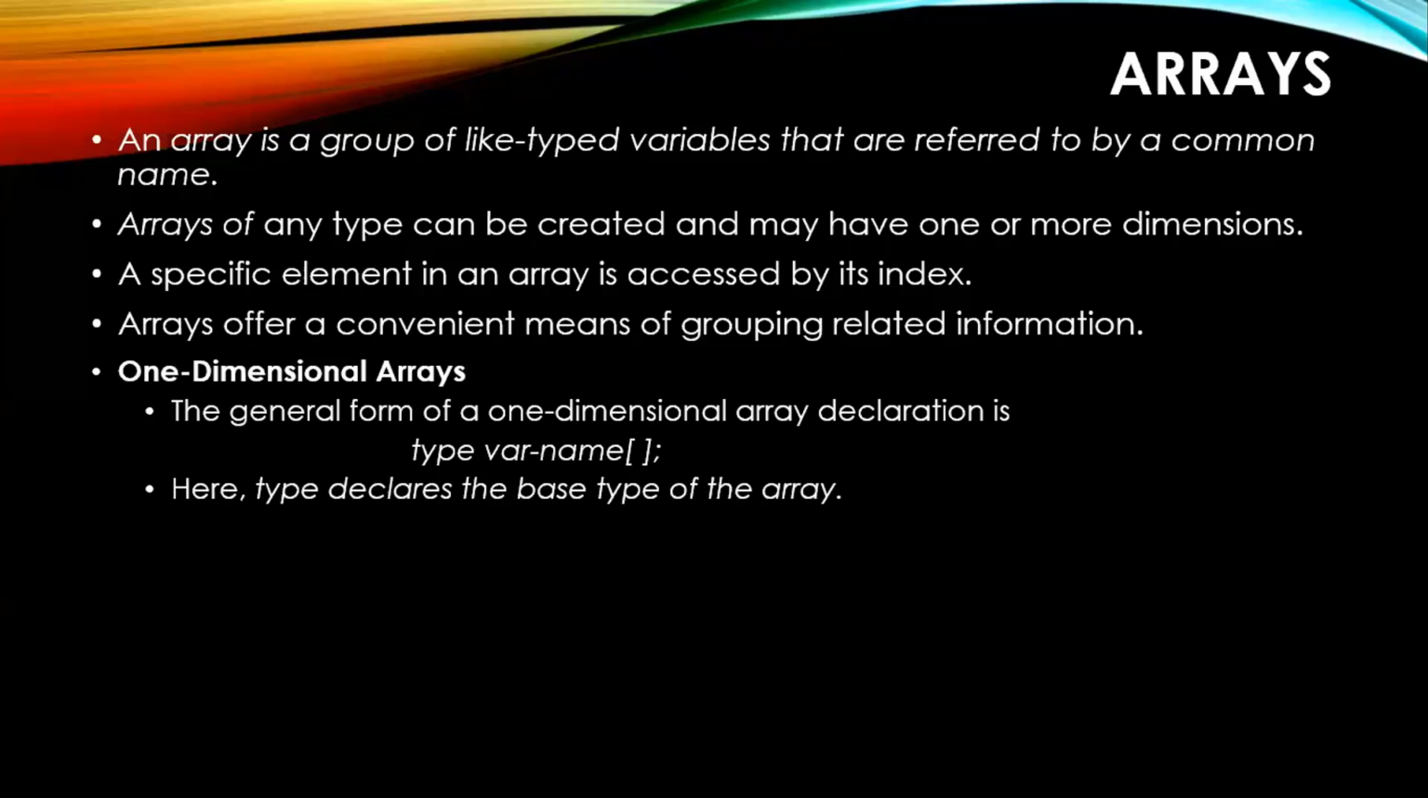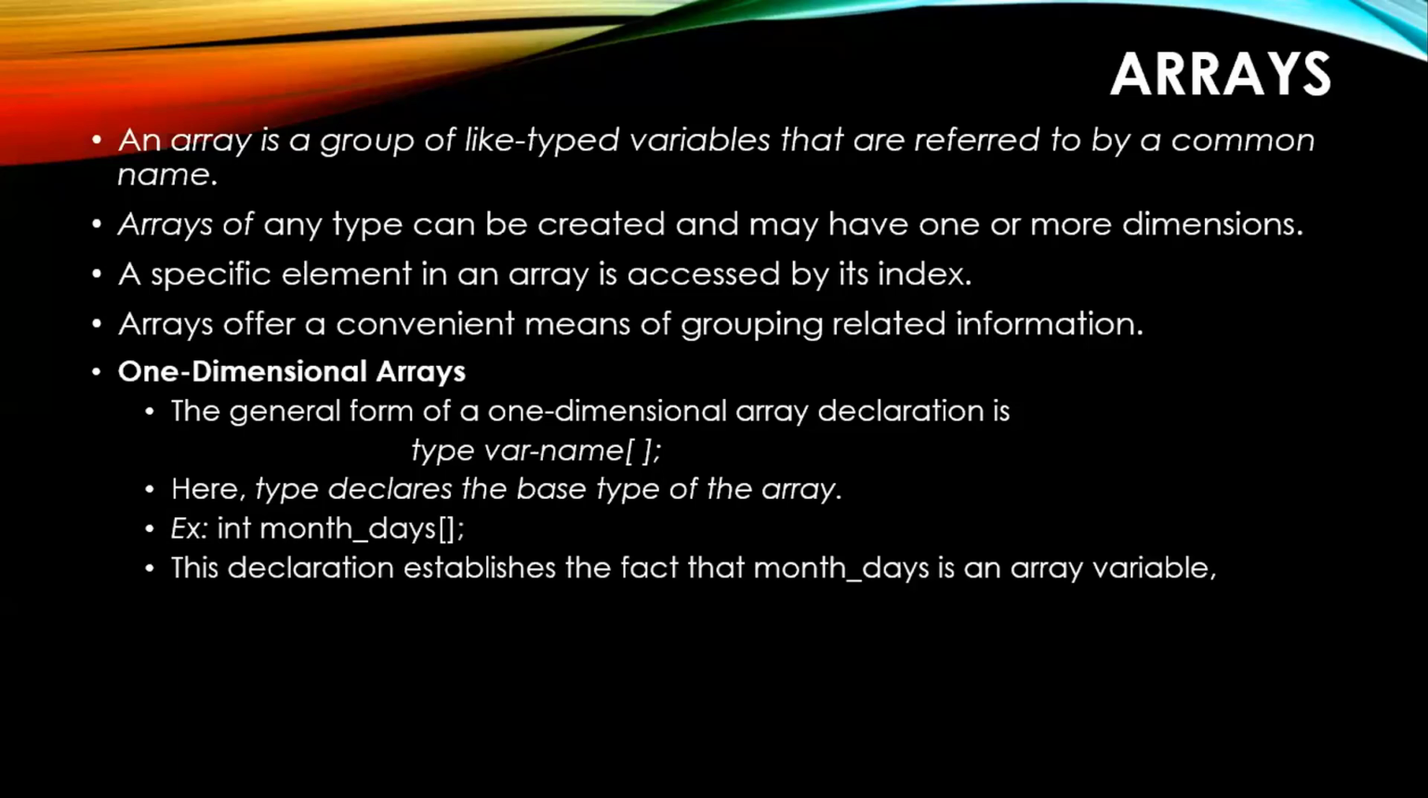Here the type declares the base type of the array, that is, the type based on which you want to create a collection of elements. Here is an example: int month_days. In this example you are creating month_days as an array which will hold elements of an integer type. Clear?